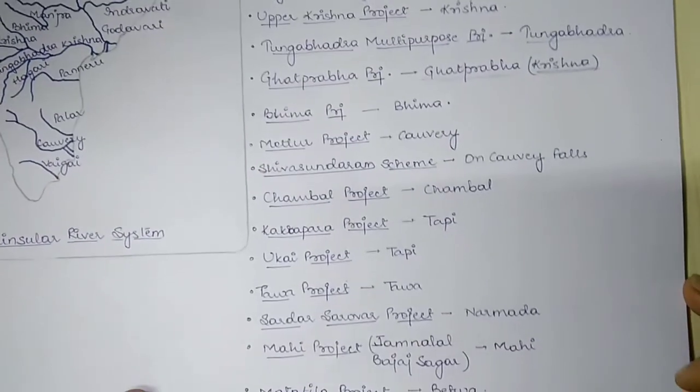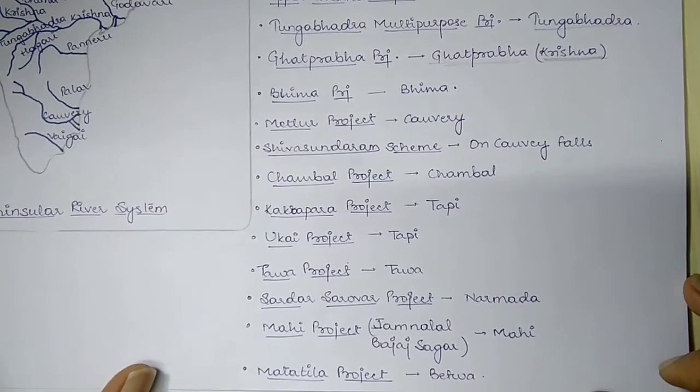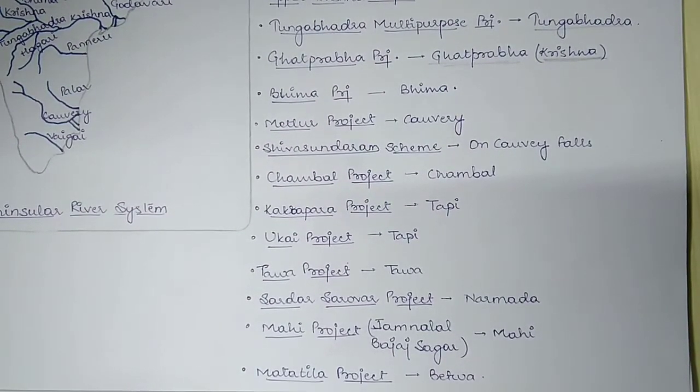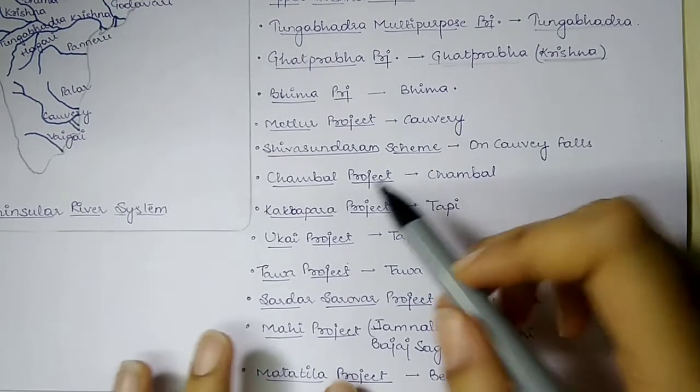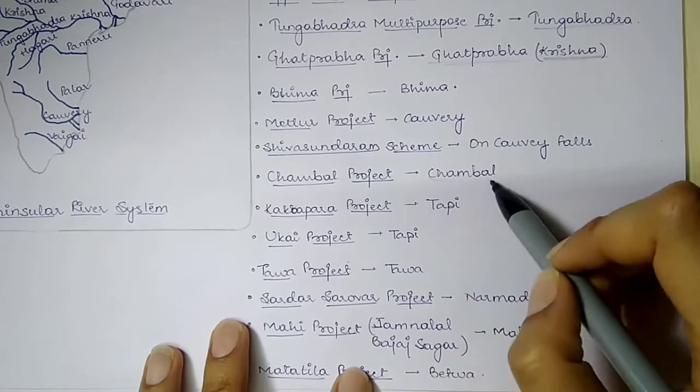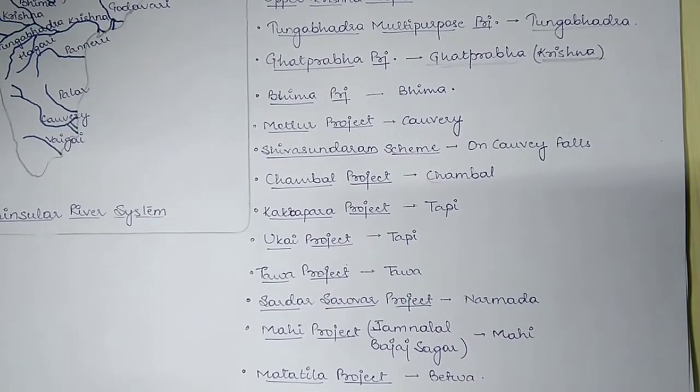Next is our Chambal project. Chambal project is built on Chambal River, and here we have Gandhi Sagar Dam in Madhya Pradesh and Rana Pratap Sagar Dam, and then we have Jawahar Sagar Dam or Kota Dam. So in this project we have these three dams on Chambal River, which is the tributary of Yamuna River, and it is a joint venture between Rajasthan and Madhya Pradesh. It is for hydroelectric purpose as well as irrigational purpose.